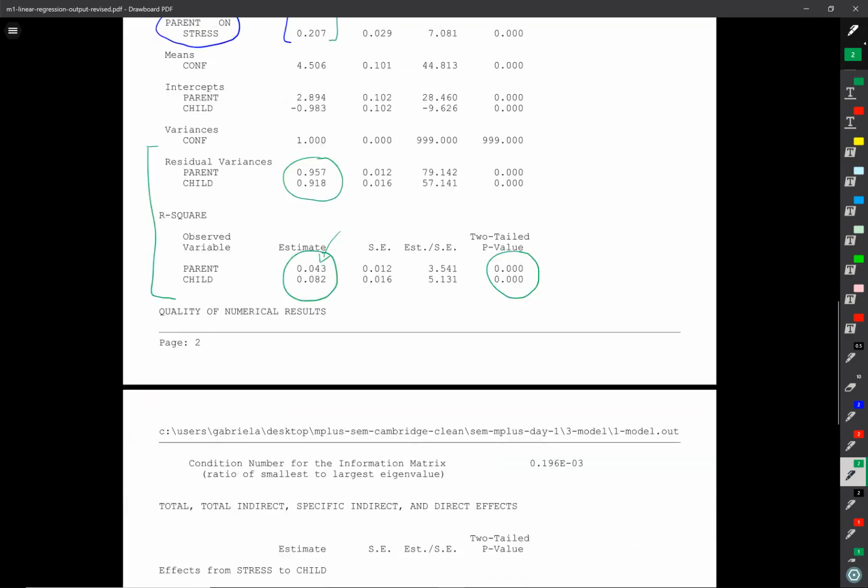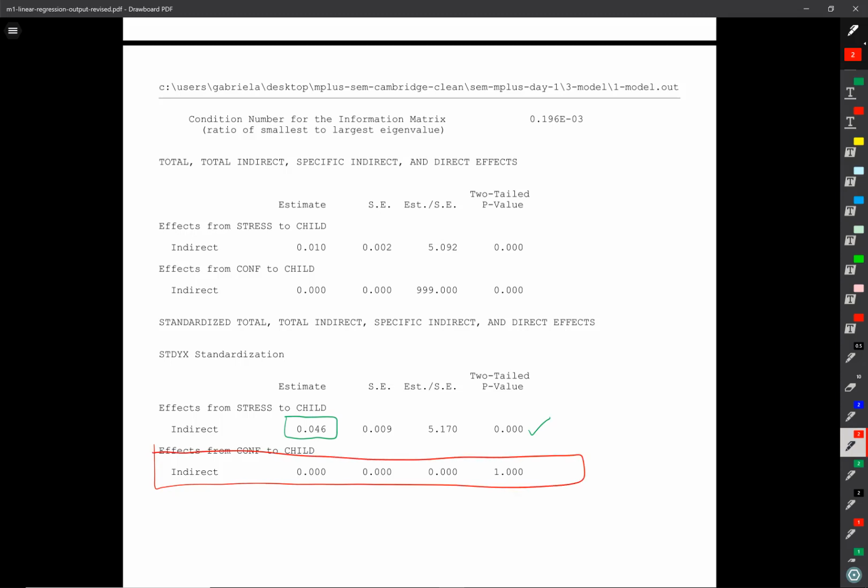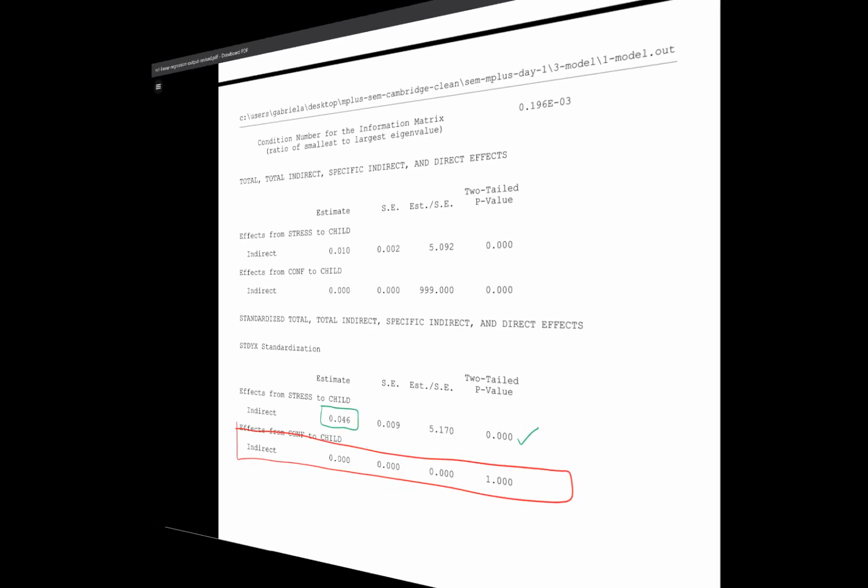What about indirect effects? You scroll down further and let's say we look at the standardized indirect effect, and you see it here, and it's significant. Now, we also have this other indirect effect here, which is 0 with a p-value of 1. That is because we have left it in the input file. Let me show you.